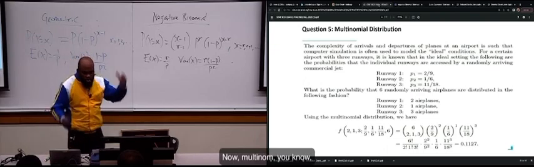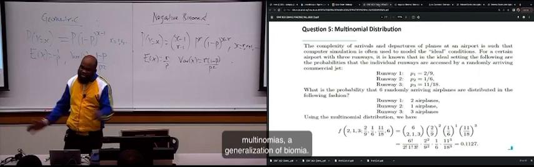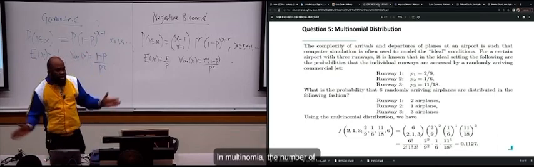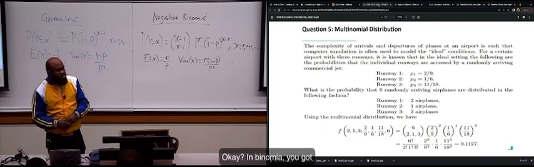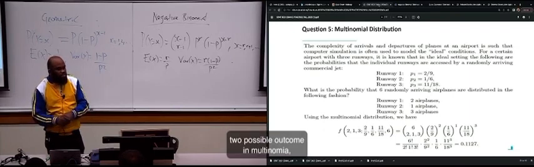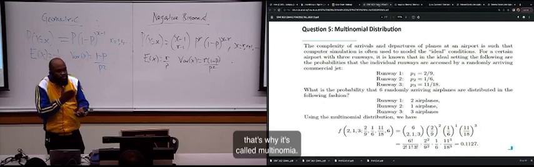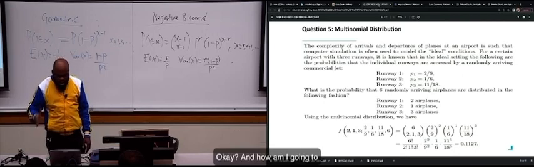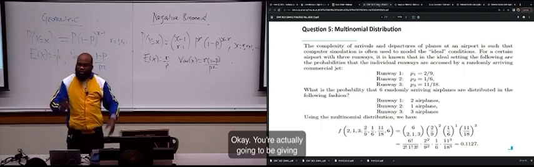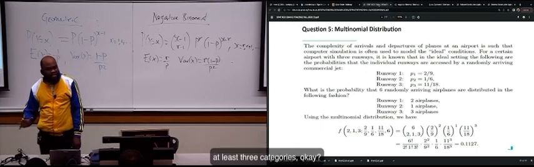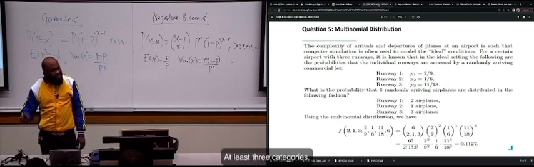Now multinomial. Multinomial is a generalization of binomial. In multinomial, it's like we have more than 2 possible outcomes. In binomial, you have 2 possible outcomes. In multinomial, that's why it's called multinomial. And how am I going to know I'm working with multinomial? You're actually going to be given at least 3 categories.